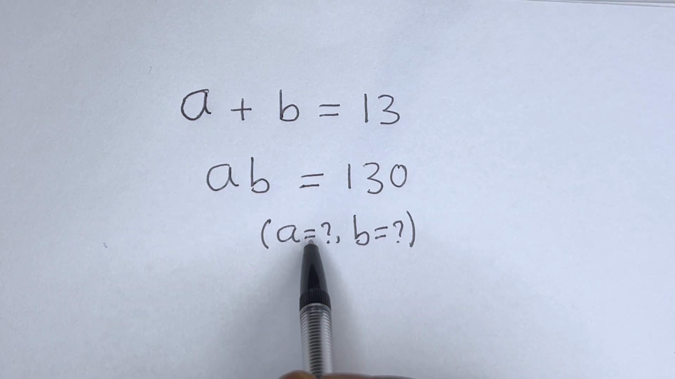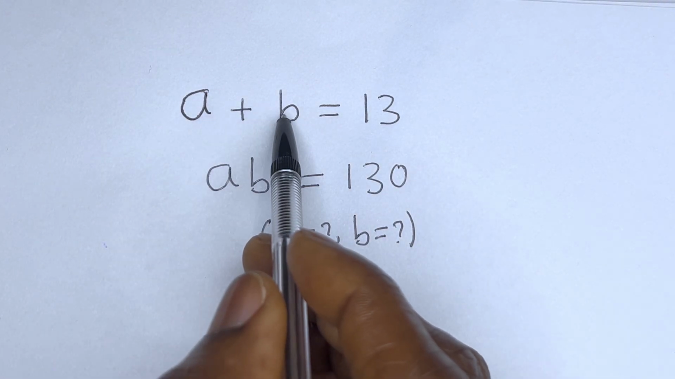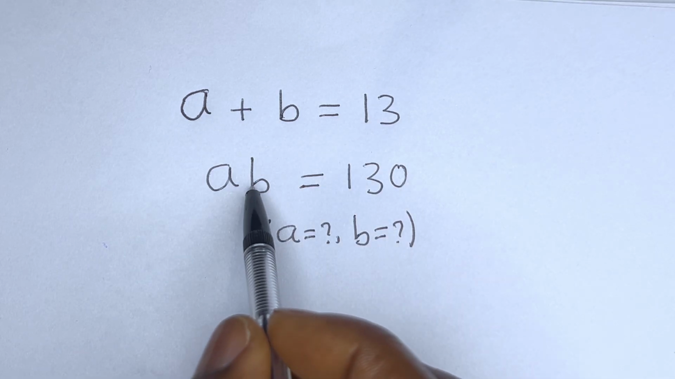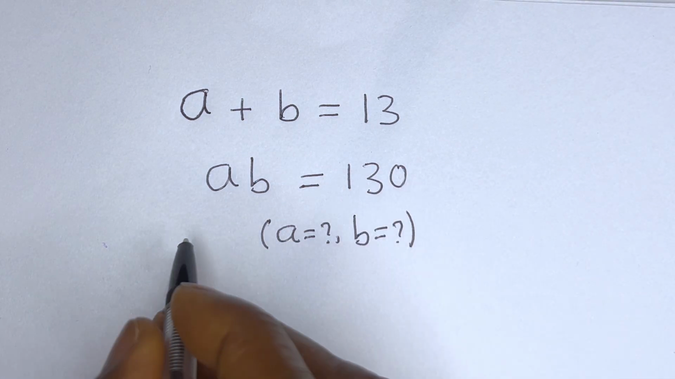Hello, how to solve for A and B in this equation? A plus B is equal to 13. AB is equal to 130. Solution.